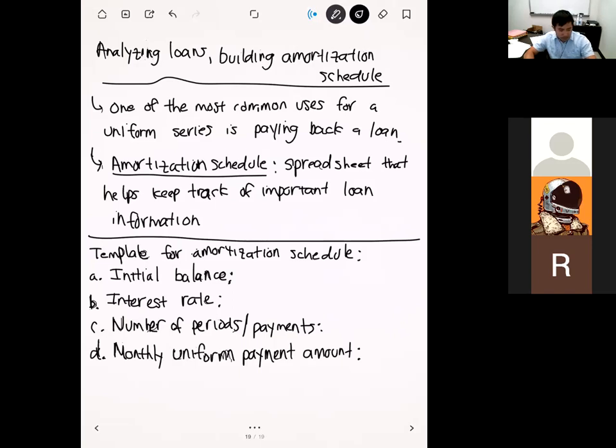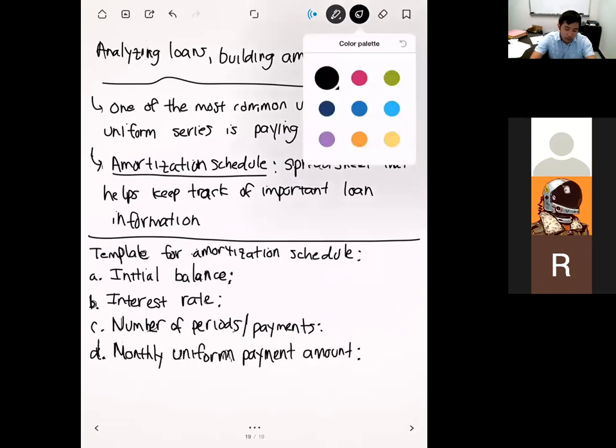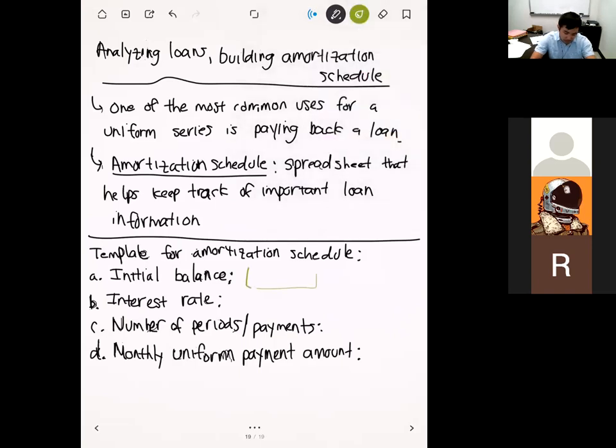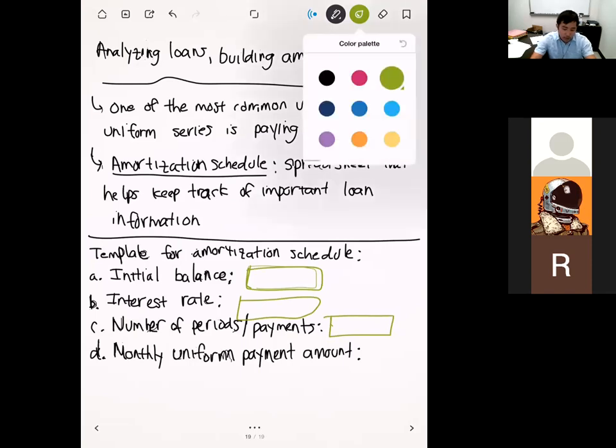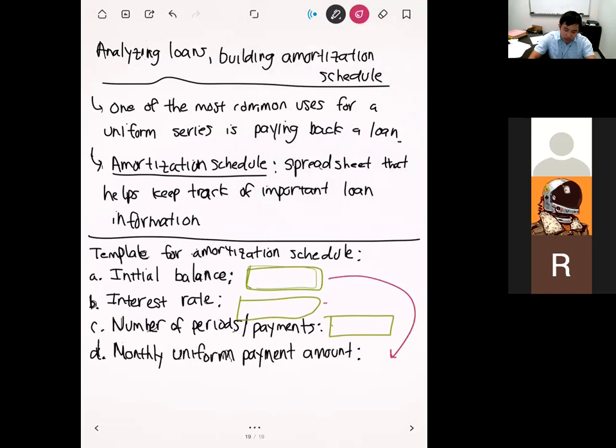Usually what you're going to do is input your information here. You input your initial balance, your interest rate, and how many payments you plan to make. Then all three of these are used to compute how much you need to pay each month, and we're going to use the compound interest table to support that. Any questions on this?